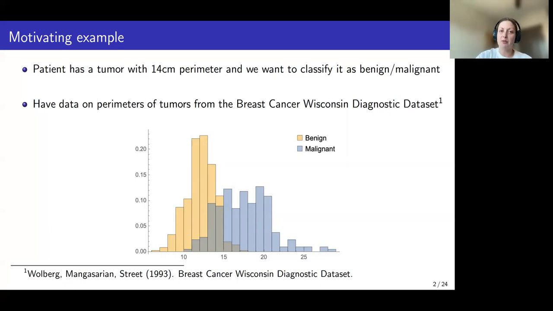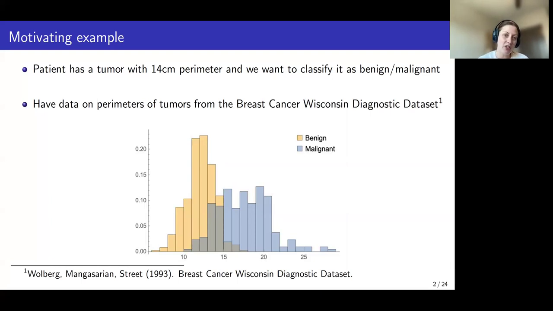So you've got this picture, and you've got your one data point that says 14 centimeters. On this histogram, at 14 centimeters, the histogram bar of benign is a little bit above malignant. So maybe you'd guess this is benign. But you can't really say that with any kind of confidence or certainty. The idea here is we want to make this a little bit more formal. We want to be able to make a guess and then give some sort of confidence to this guess.